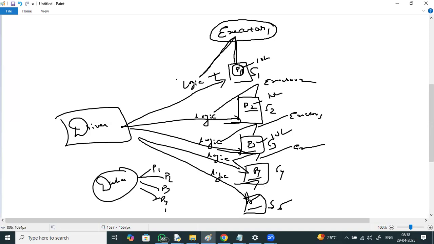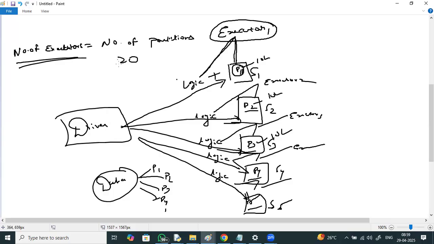Logic and this partition by executor 5. It means the number of executors required depends upon how many partitions your data is divided into. Assume there are 20 partitions, then 20 executors are required. If 40, then 40 executors.